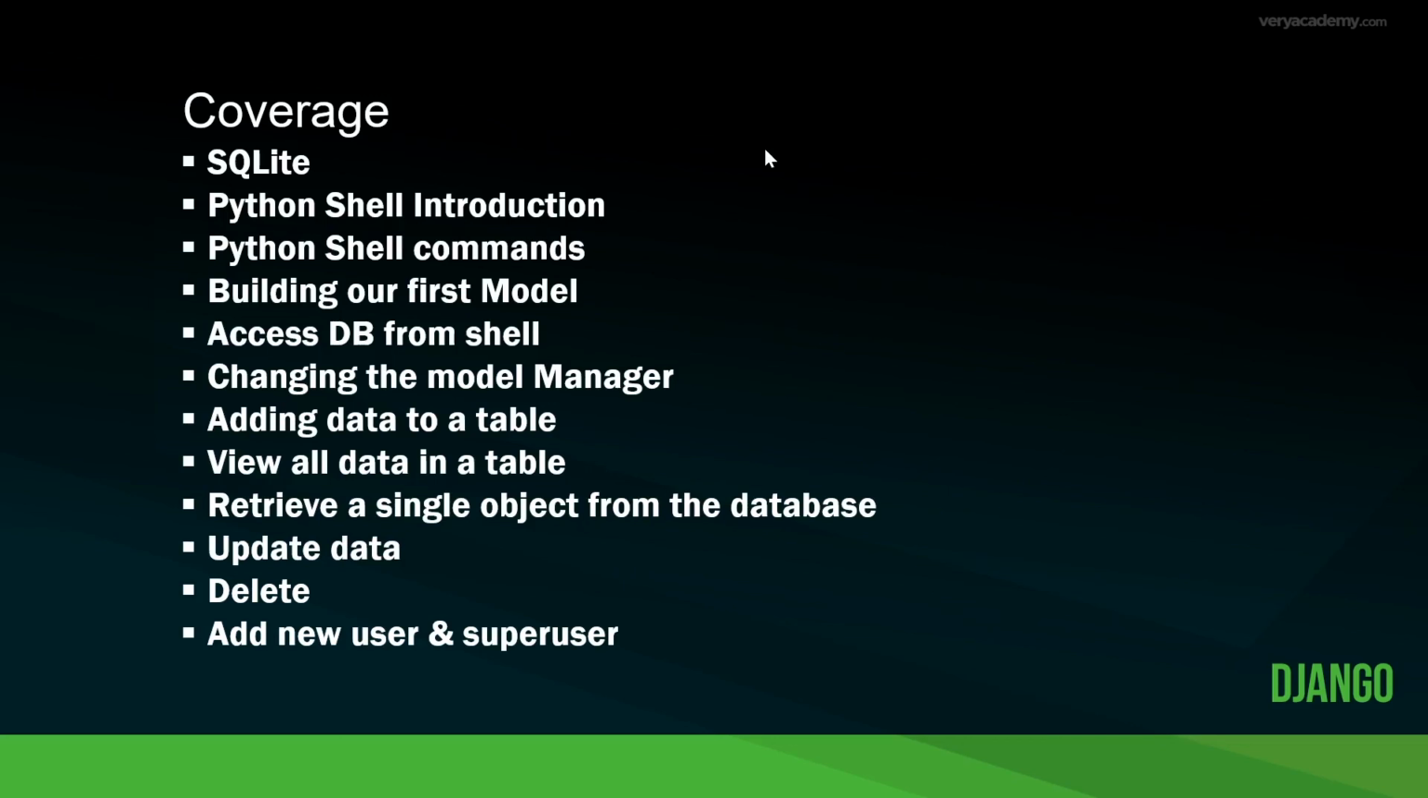We built our first model. We accessed the database from the shell. We changed the model manager. We've added data to the table. We viewed all the data from the table, retrieved single objects, and we've utilized different filters, exclude, and order by to return data. We didn't include update data. I'll do that in the next tutorial, but we did delete data, and we've also gone through the process of adding a new superuser and accessing the admin, the Django GUI admin, so that you can also access your data and change it and add data and so on.